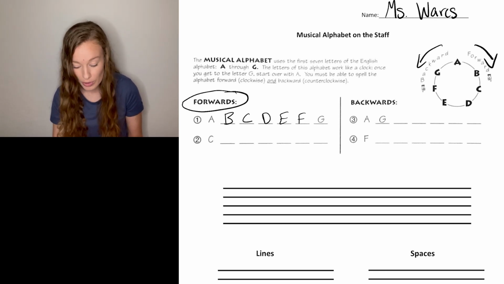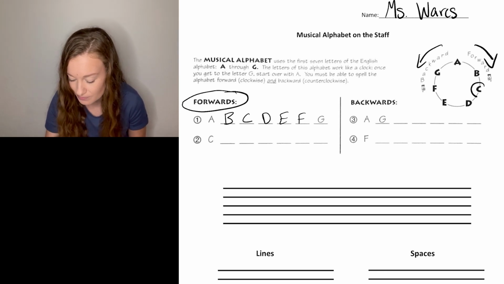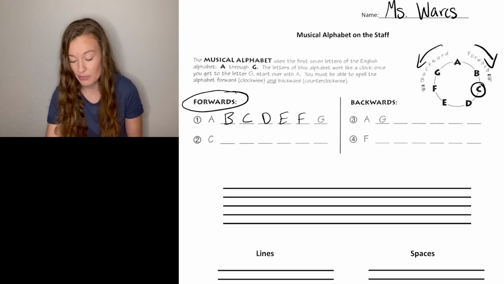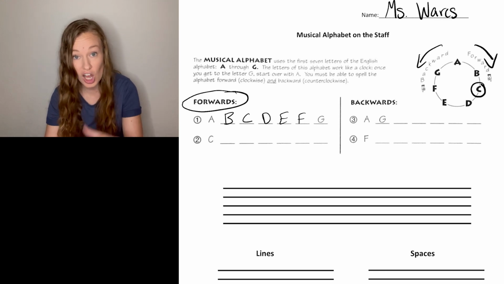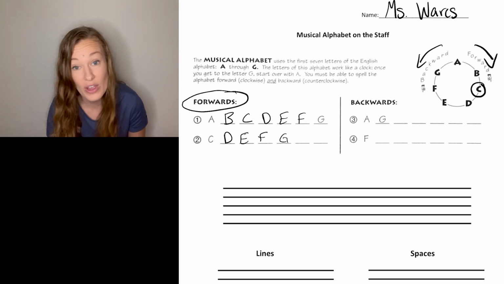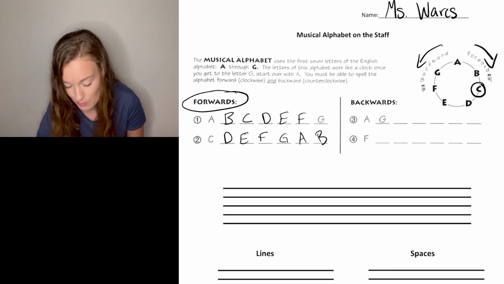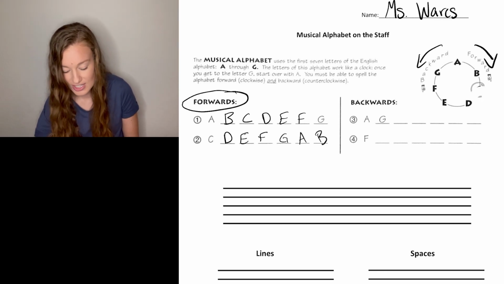So we're still going forwards, but now we're going to start at the letter C. So find the C on the clock. We're going forwards, so we're going to be going round clockwise. So the next letter is going to be D, and then keep going, E, F, G. Now we have to start over at letter A, and we'll end with our letter B. Let's take a look at the other side.